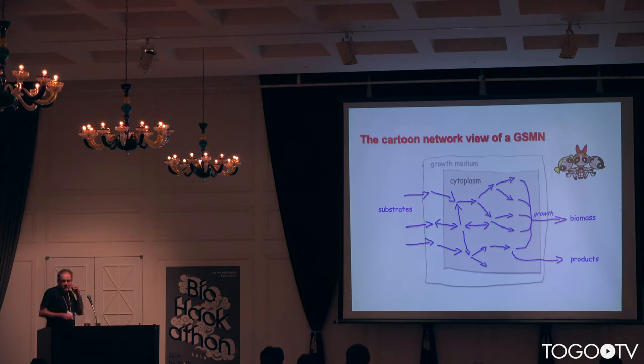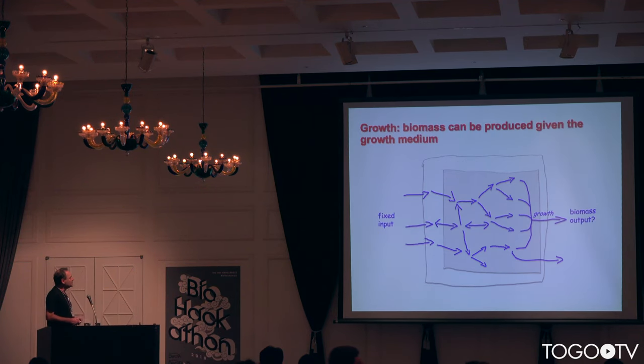To explain genome scale metabolic networks, I always think that the cartoon network view is extremely useful. Here you have a tiny network with different cellular compartments, one artificial reaction, which is the growth reaction, and using techniques like flux balance analysis, you can simulate such a network and, for example, demonstrate that it's possible to produce biomass given the growth medium.